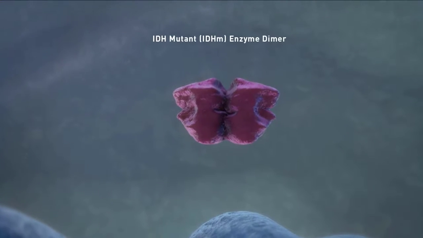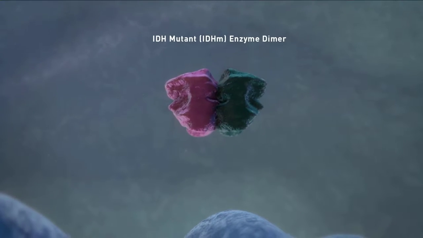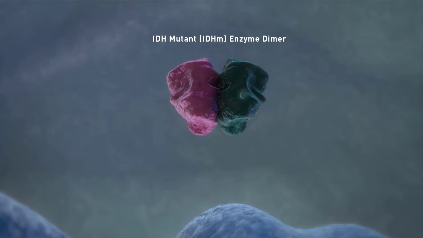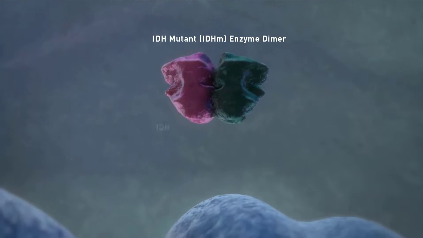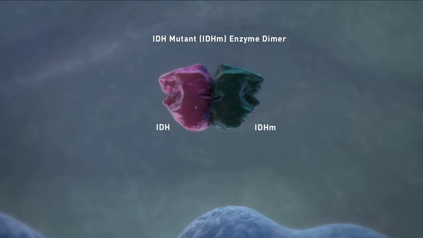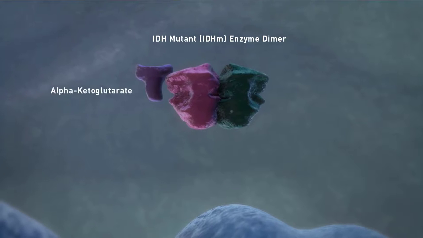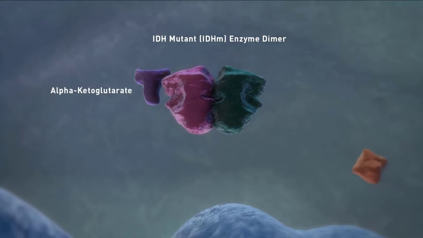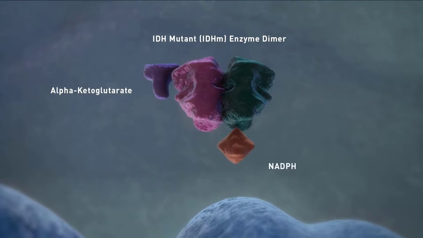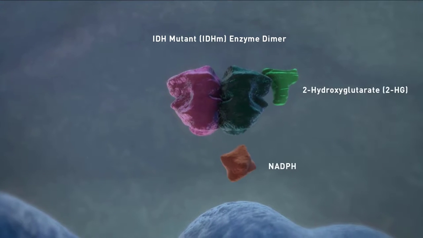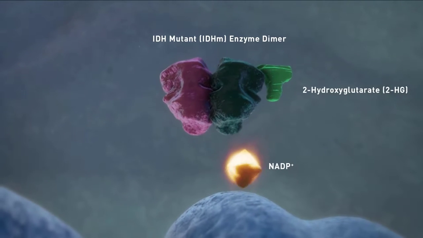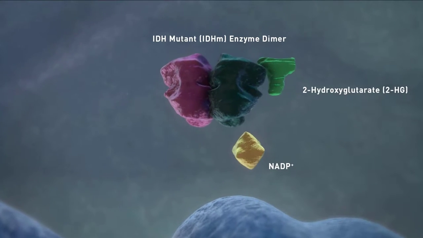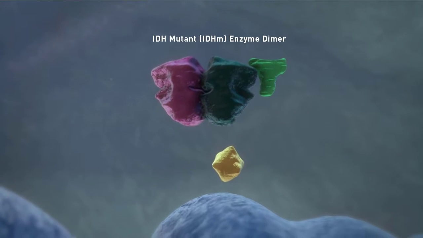In IDH mutant-positive cancers, IDH mutant enzymes acquire a new or neoenzymatic gain-of-function activity that may disrupt normal cellular metabolism. The IDH mutant enzyme dimer has a normal and a mutated copy. The normal copy generates alpha-ketoglutarate. However, the mutated copy takes alpha-ketoglutarate and converts it to the oncometabolite 2-hydroxyglutarate, or 2-HG. This reaction consumes NADPH, which may increase reactive oxygen species and thus promotes oncogenesis.